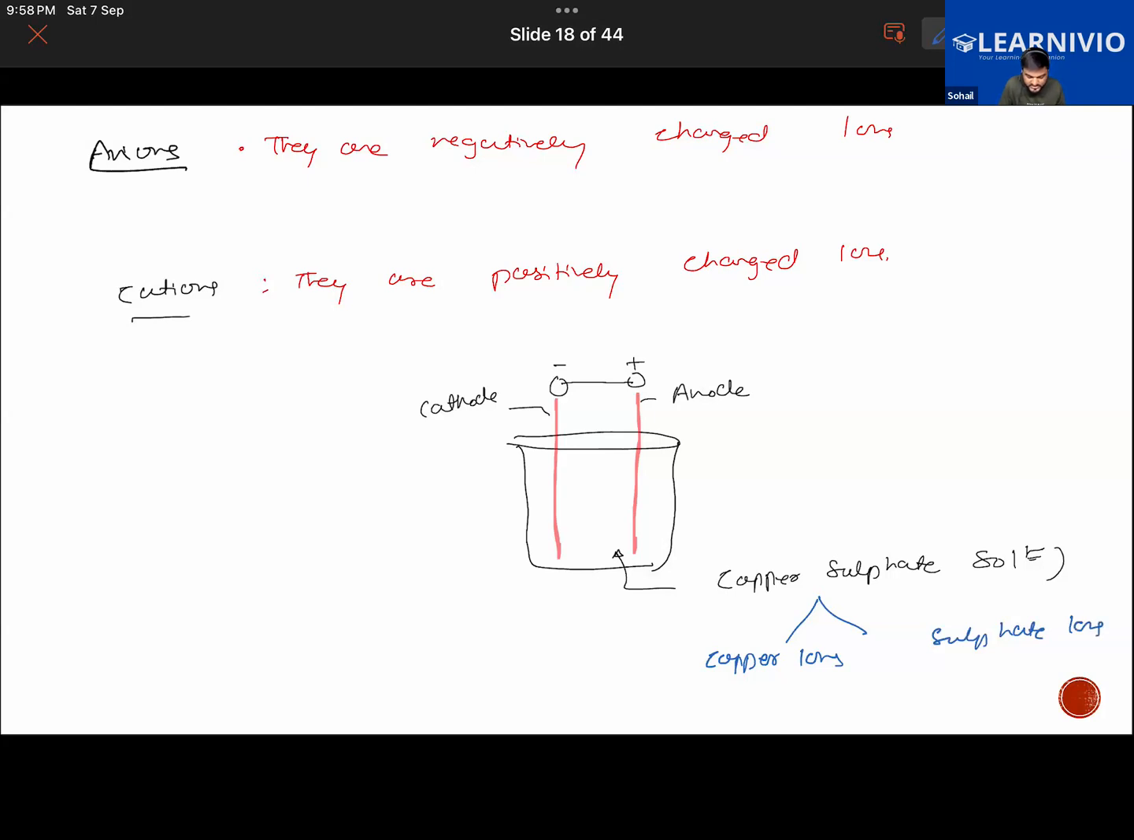The first part of the compound is always the positive ion. So this is the copper ion, which will be positive, and the sulfate ion is the negative ion. Positive ions we know by the name of cations, while the negative ions we know by the name of anions. So answer this question for me. The anions, which are negative, should be getting attracted towards which electrode, the anode or the cathode?